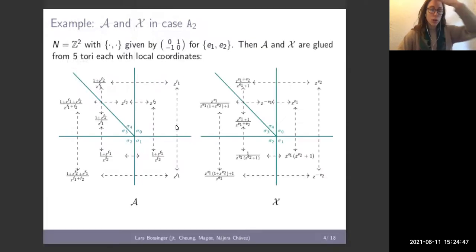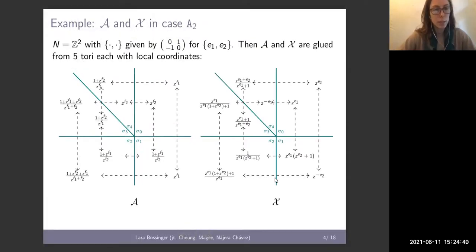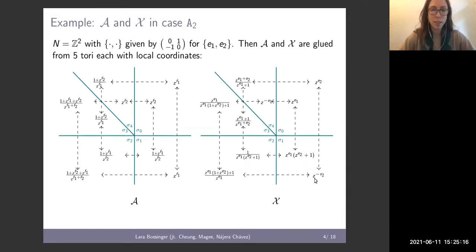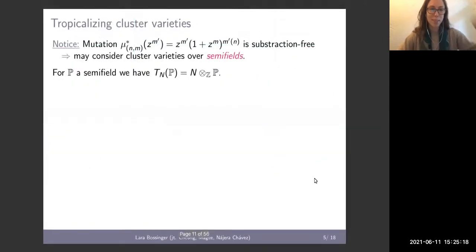So if I go to the X variety, this picture changes a bit. At least I lose the Laurent property of all these coordinates. The cluster variety is also glued from 5 copies of the same torus, but the coordinates and the gluing maps change. Okay, if you have any question at any point, please feel free to interrupt. Okay, so this is the first baby example of cluster varieties.